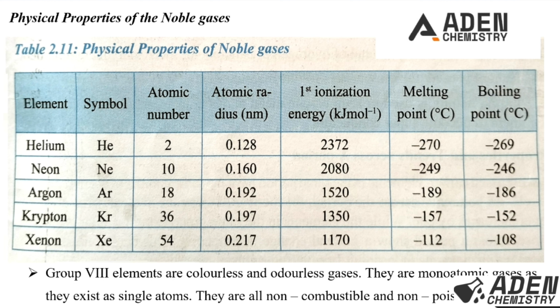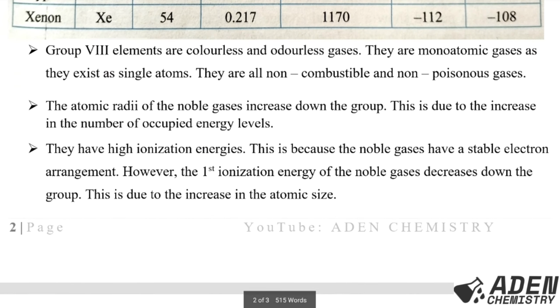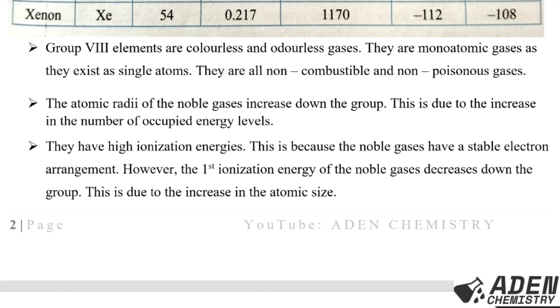So when we see the table, we are going to see the atomic radius, which is increasing down the group, the ionization energy, which decreases down the group, and the melting and the boiling point, which increases down the group. So we are going to say group 8 elements are colorless and odorless gases. They have no color and no smell. And we're saying they are monatomic gases as they exist as single atoms. They are non-combustible and non-poisonous gases.